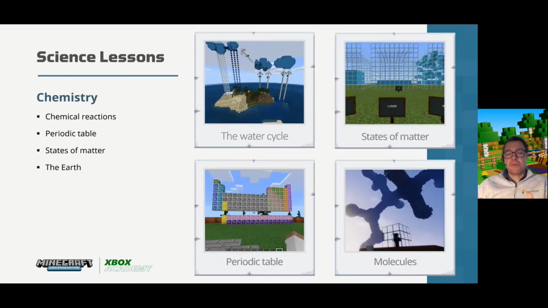There's also resources to support chemistry, so themes such as chemical reactions, periodic tables, states of matter and the earth. So again, children can recreate or access elements from the periodic table. They can explore the water cycle, create their own water cycle diagram or label an existing one, or explore states of matter, so liquid, solid and gases.